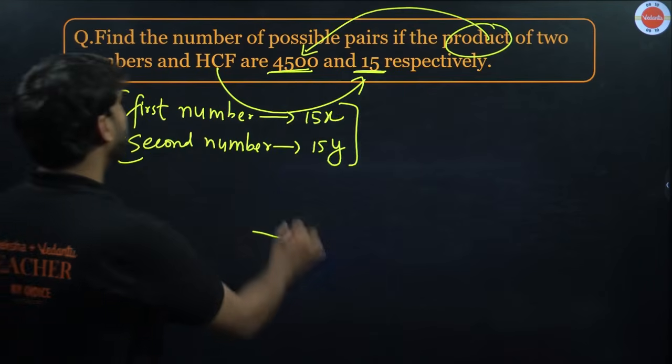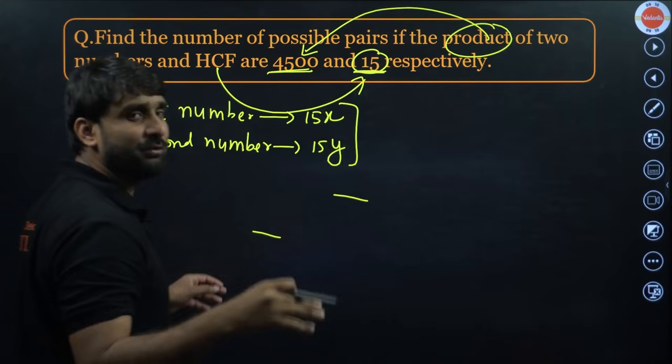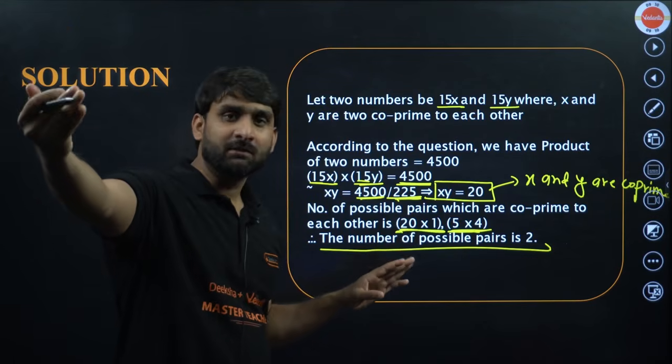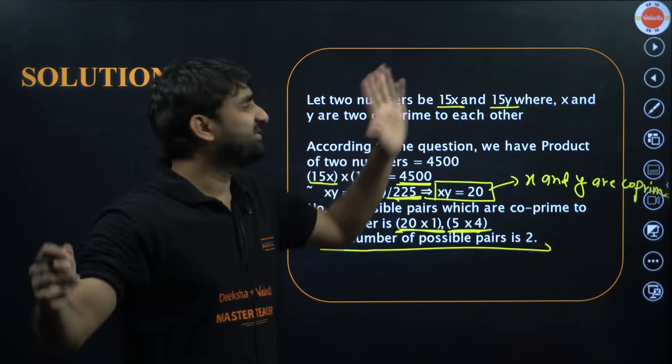So whenever the HCF is given to you, we can consider the numbers accordingly. If the HCF is 10, the numbers will be 10x and 10y. If the HCF is 6, the numbers will be 6x and 6y.